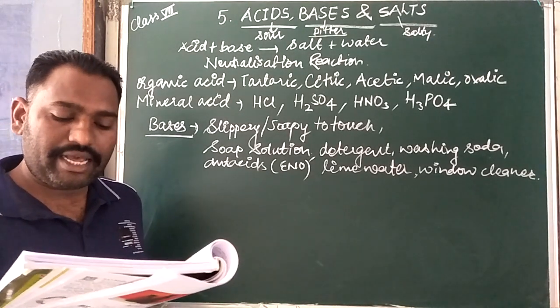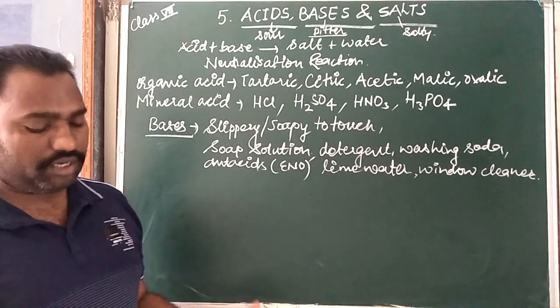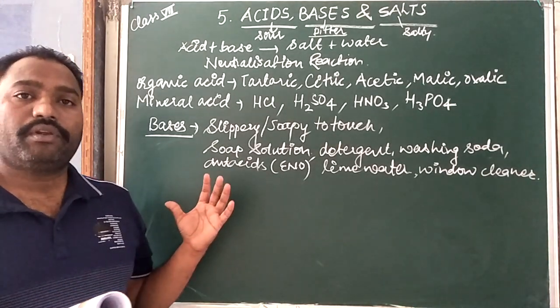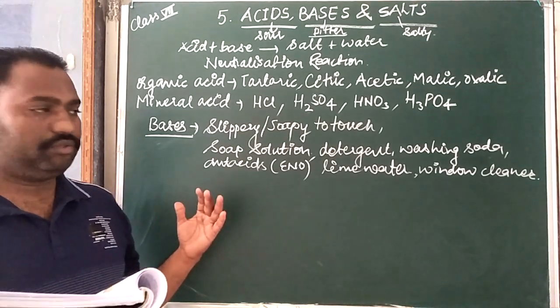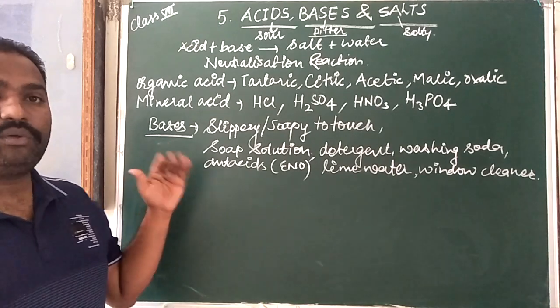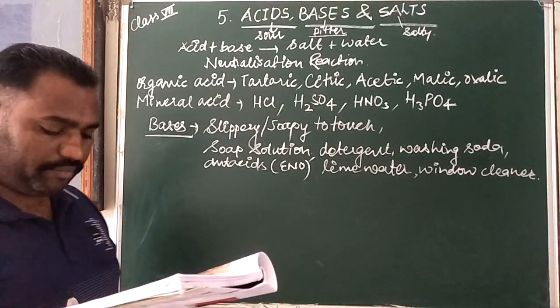On a large scale, a diluted solution of lime in water is used for whitewashing. So this lime water, on the large scale, is used for whitewashing, to paint the walls after the house is built.